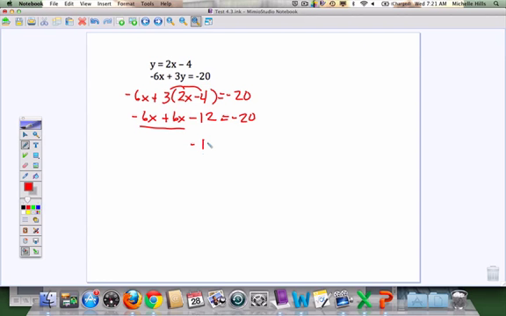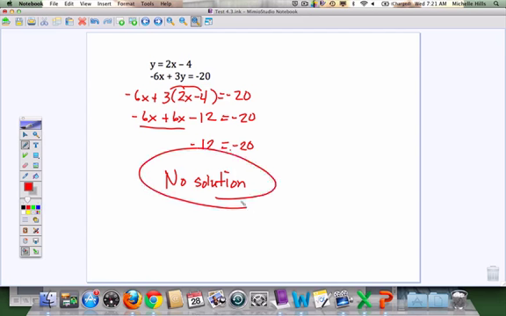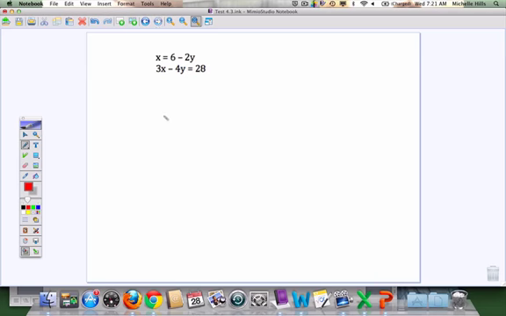And I get this statement, negative 12 equals negative 20, which is false, and there's no variable left to solve for. So what that means is, since negative 12 never equals negative 20, my answer is no solution. And if I were to graph those two lines, it turns out they're parallel, because a solution to a system is the point of intersection. But there is no point of intersection, so the lines have to be parallel.